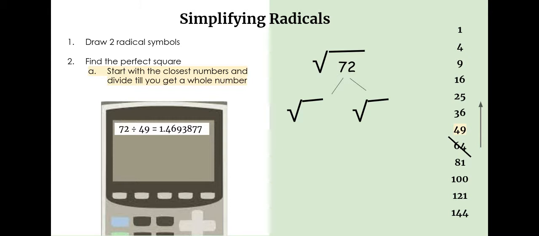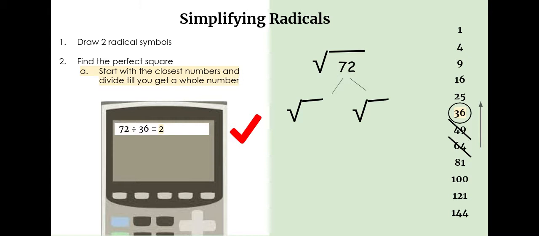So we'll cross off our 49, and guess what we'll try now? 36. 72 divided by 36 is a whole number. We get the whole number 2. So now we know what two numbers we're putting in our radical symbols. We have our perfect square, 36, and we have our whole number 2. But which number goes where?